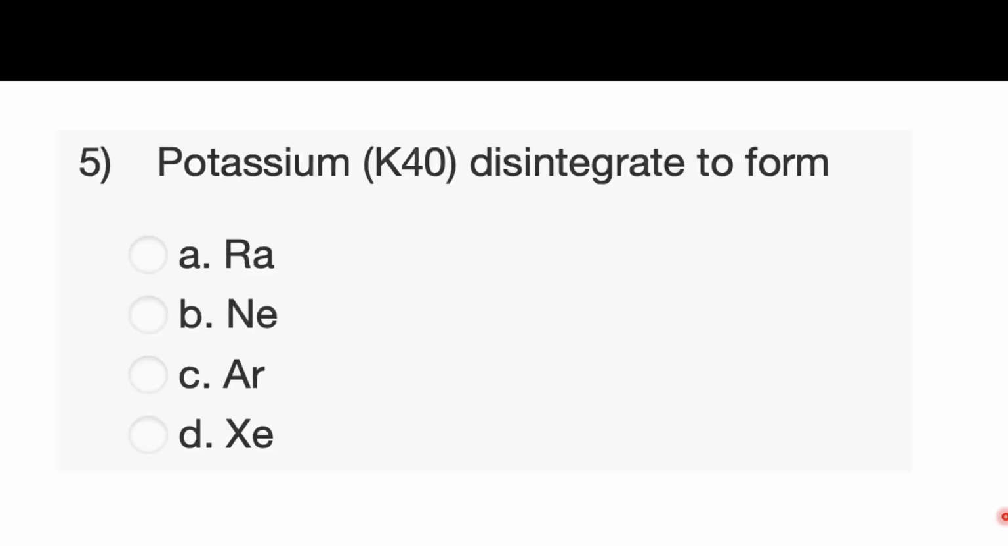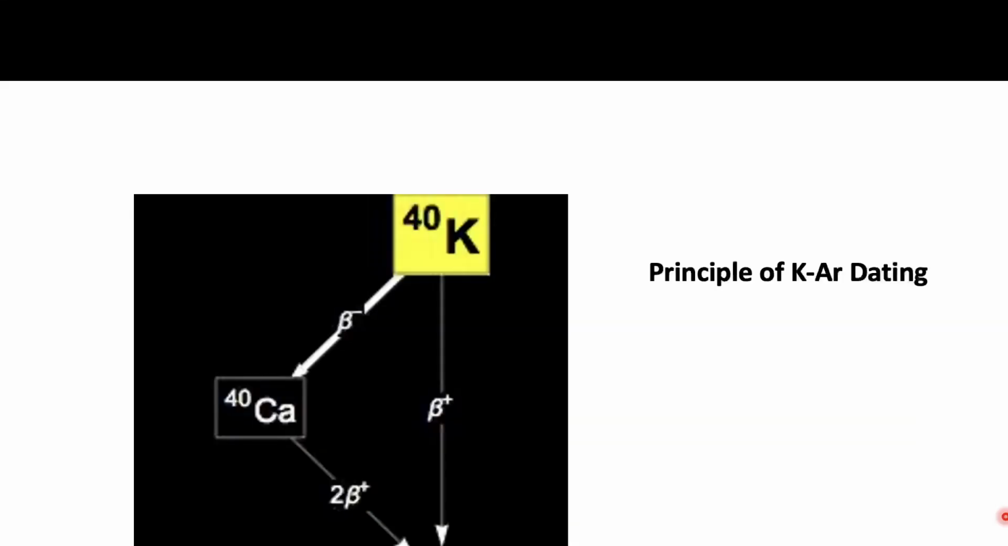Okay, let's not wait any further, and let me reveal what is the correct answer to this question. Potassium disintegrates to form argon. Option C is the correct answer. Well done. So how does potassium, what does potassium decay into?